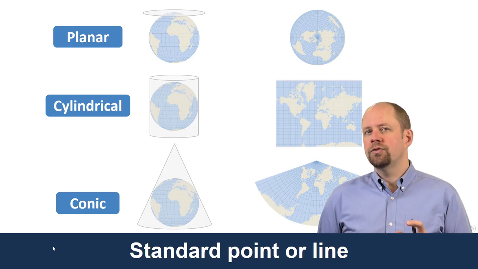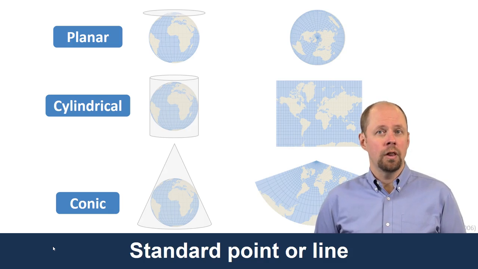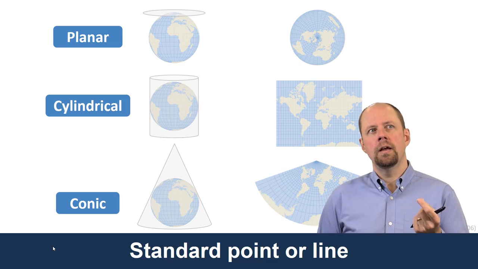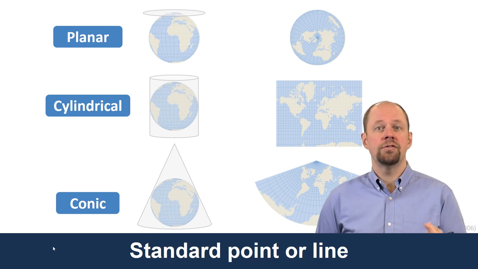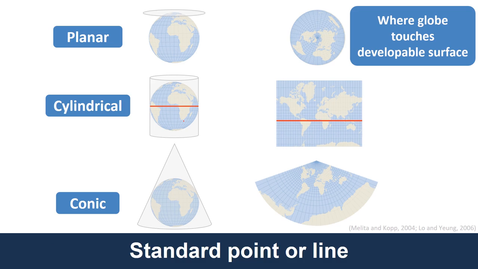One concept or term that's really important to know and to understand is the standard line or point. That has to do with where the developable surface touches the reference globe. So here we have the cylinder touching our reference globe at the equator. And so the line where those two touch each other is the standard line. And on our two-dimensional projected version of this map, that's our standard line there.